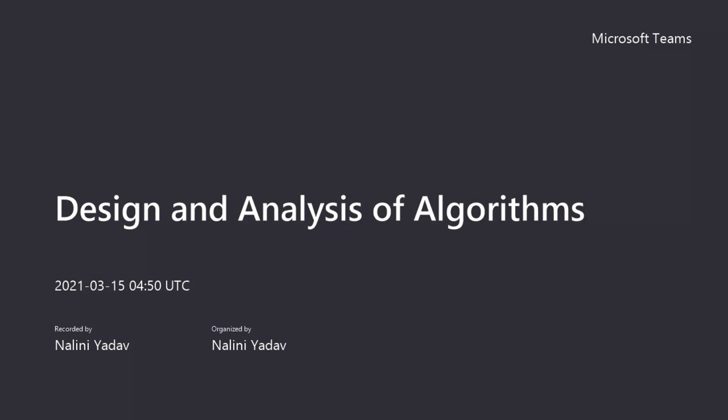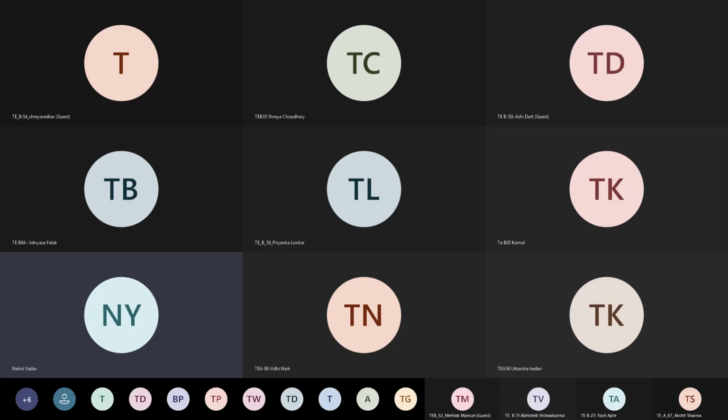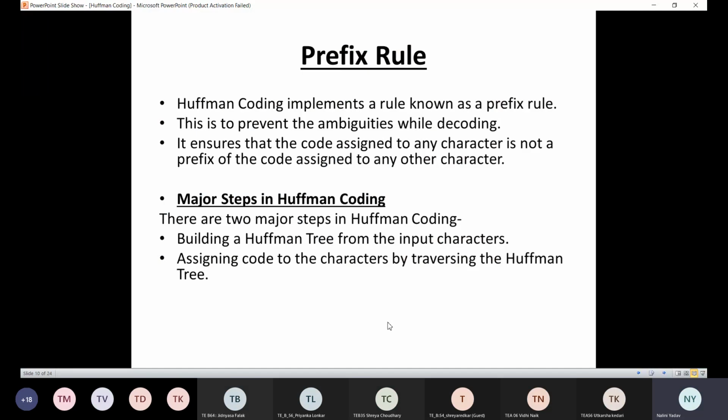Coding, right? So what we do in the first part is, as we have seen, the prefix codes. The way we do the prefix code is using the prefix rules, and these prefix rules are used in Huffman coding, right? So why do we use this? Because these prefix codes are used to avoid ambiguity for decoding purposes.